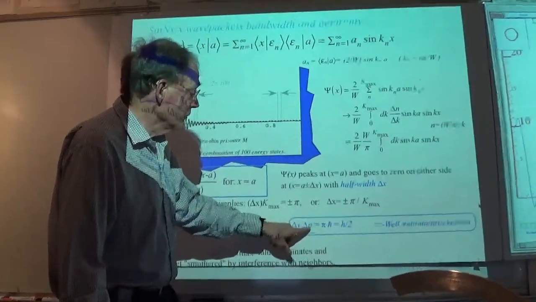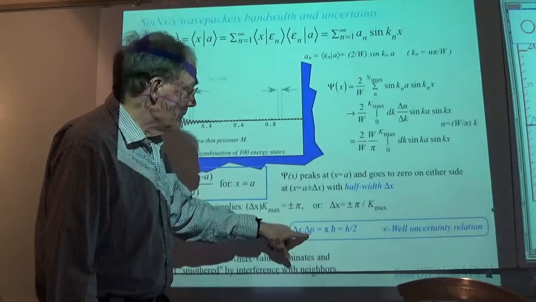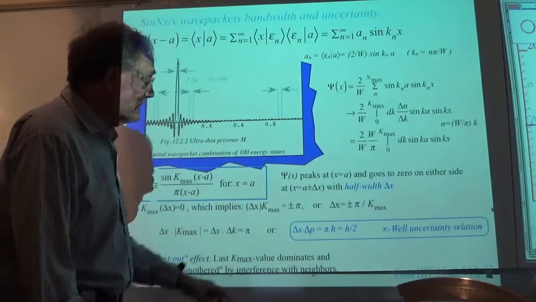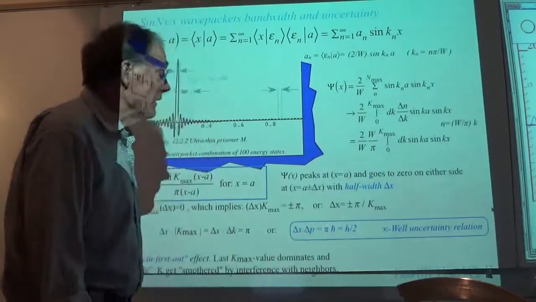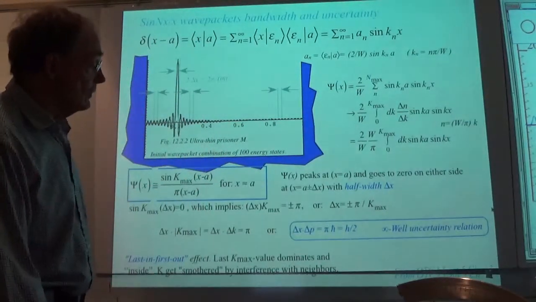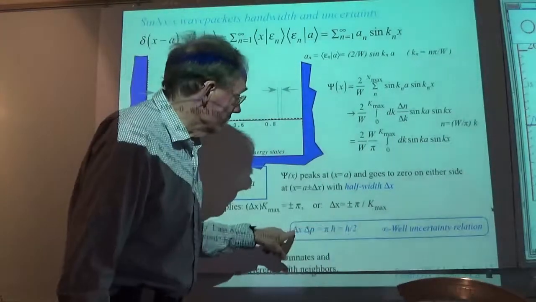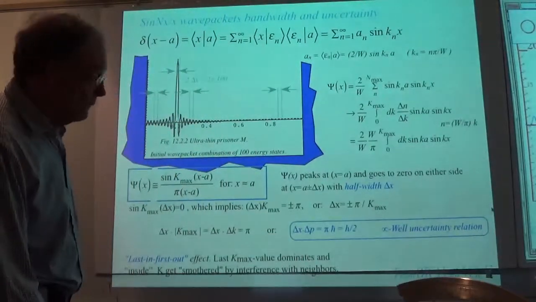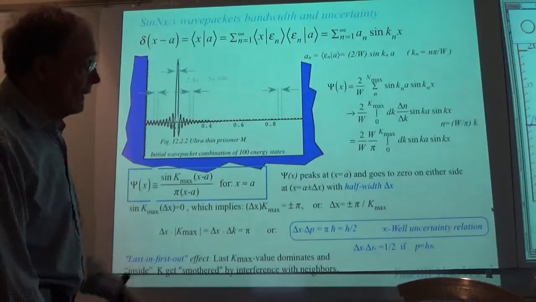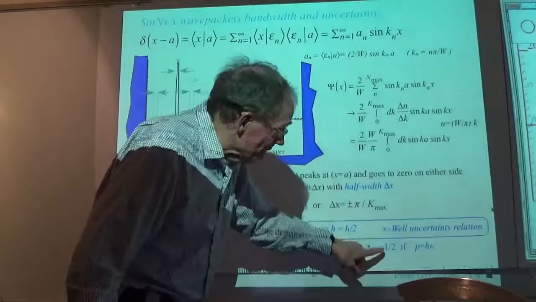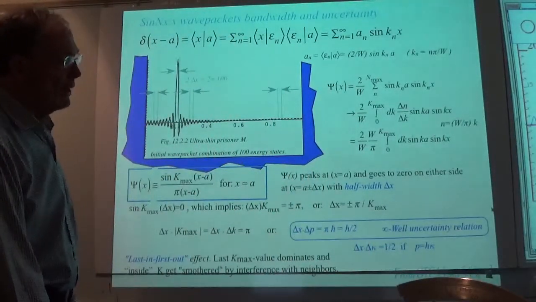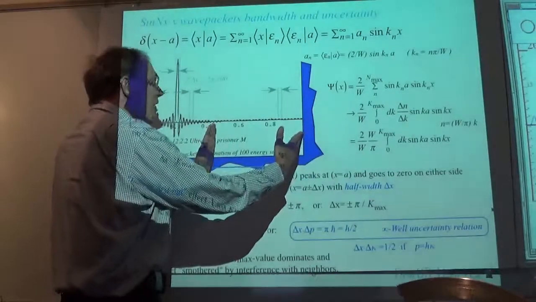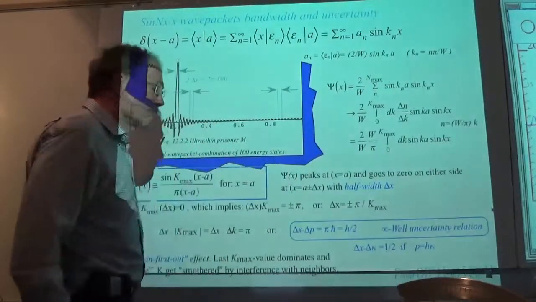If you want to use a delta p instead of a delta k, you have to put an h bar on it. Those two together make h over 2 for this uncertainty. That's the infinite well uncertainty. Delta x times delta k, however, is 1/2 by this argument. Remember, we got 1 before because we were just counting this side. You need to count both sides.